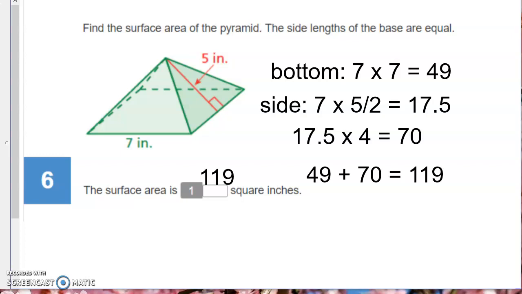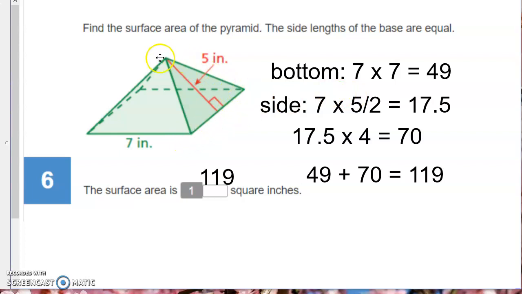I want to quickly go through how to do today's homework assignment as a quick review of how to find the surface area of a pyramid. So first question, we have to find the surface area of the pyramid, and it says the side lengths of the base are equal. That means my bottom is a square. So to find the area of the square, I just do 7 times 7, and that's 49.